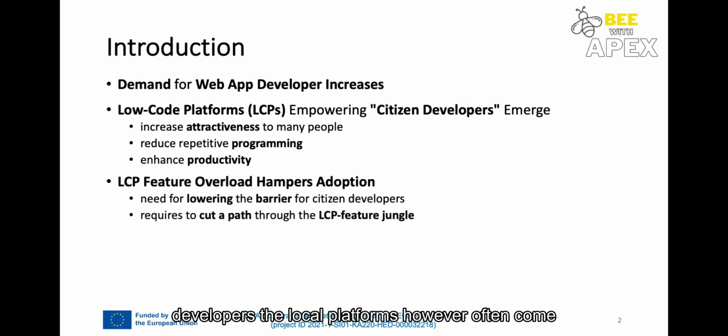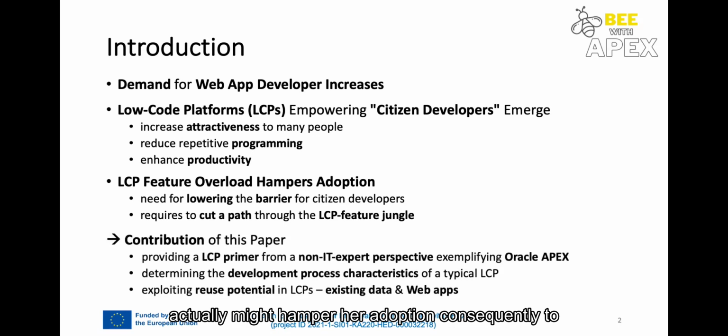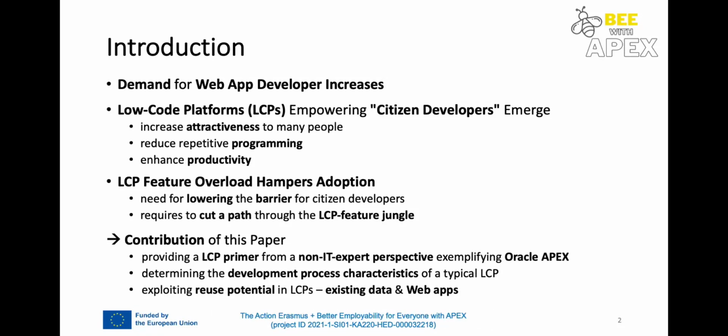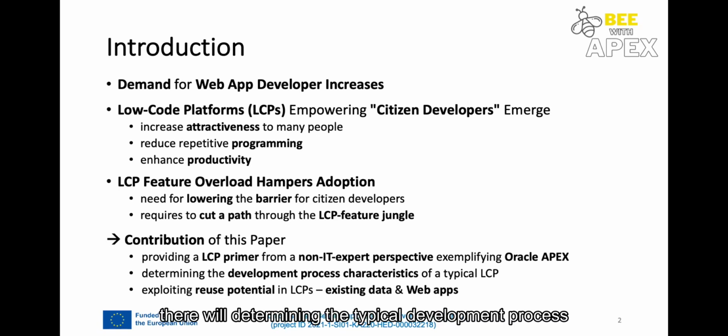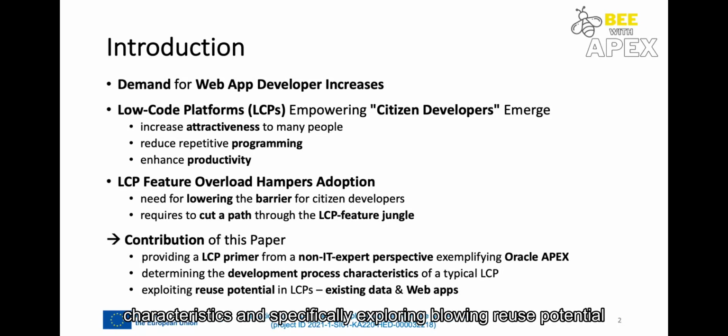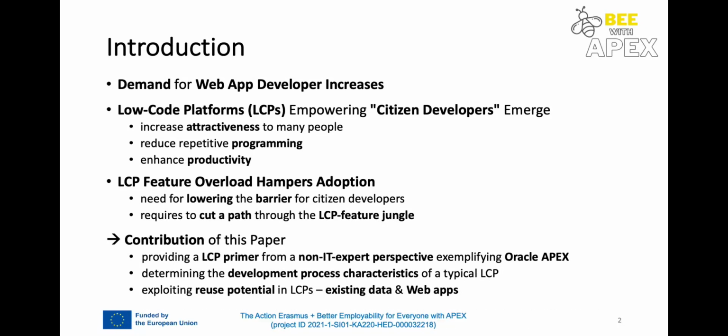Those low-code platforms, however, often come overloaded with a lot of features which actually might hamper their adoption. Consequently, to lower the barriers for citizen developers, we try to cut the path through the low-code feature jungle by providing a primer for non-IT experts with the example of Oracle APEX, thereby determining the typical development process characteristics and specifically exploring reuse potential.